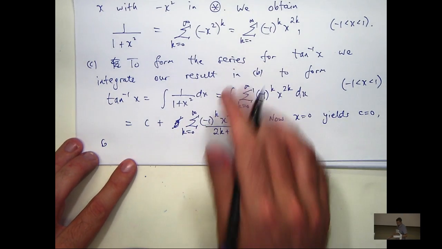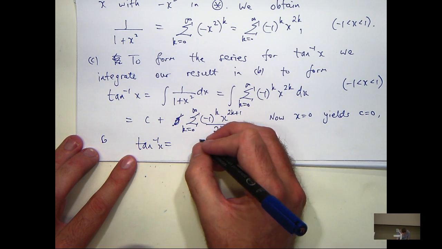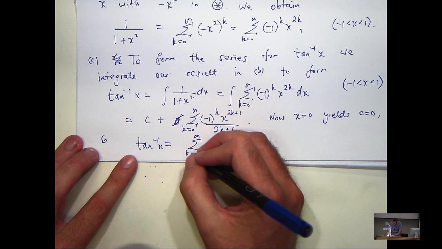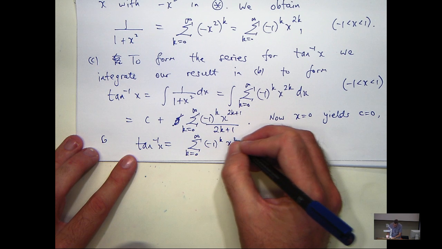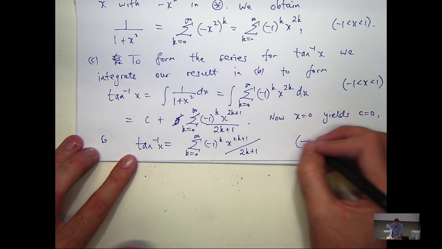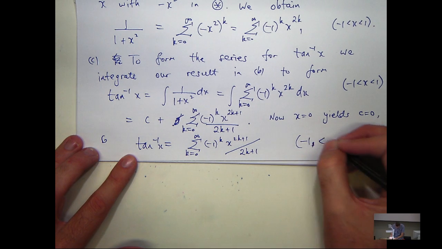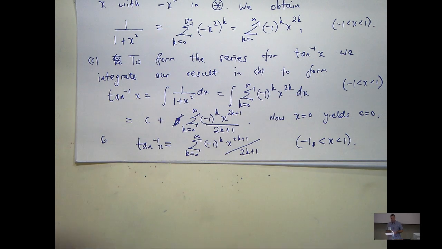So our series, if I can squish it in, is this. Okay, so this is our power series for tan inverse x about the point 0. Okay, all the series I've been dealing with here are about the point 0.